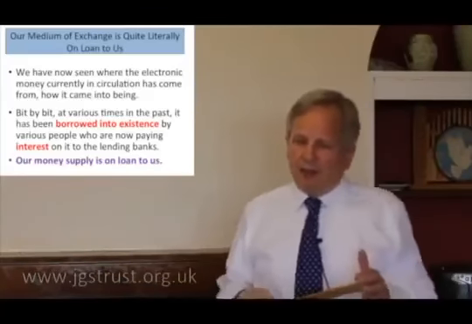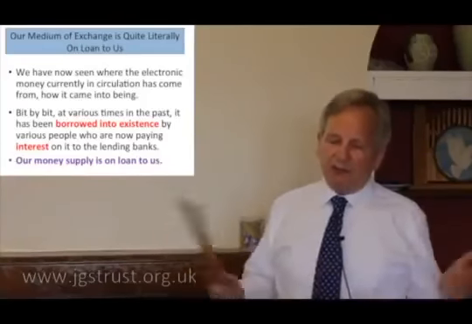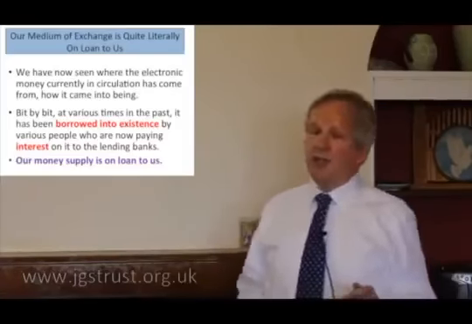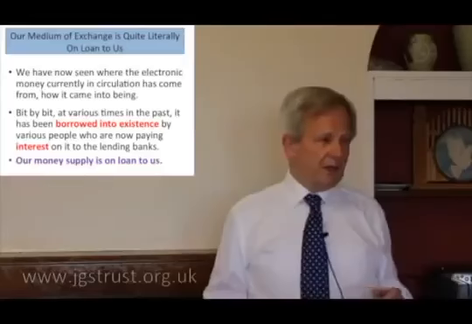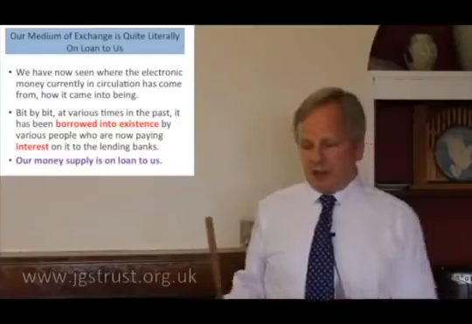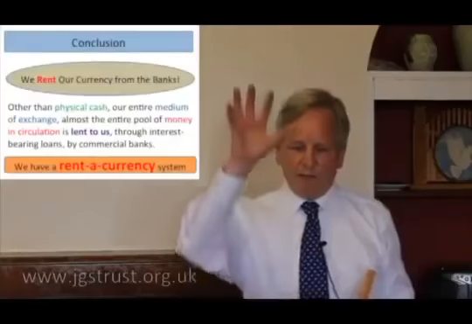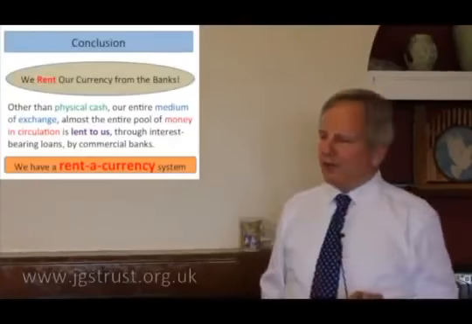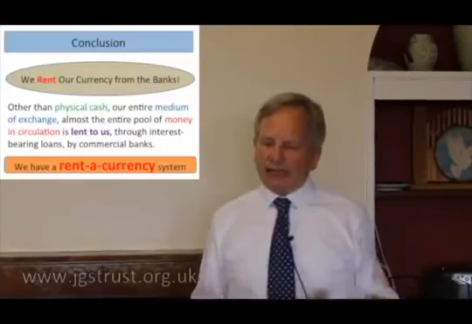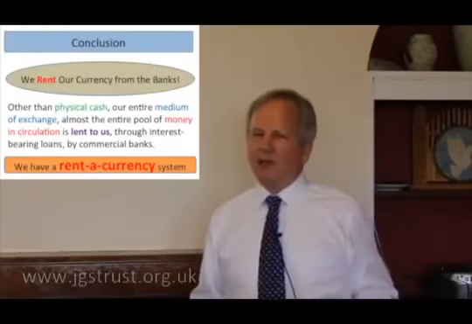So that means that if you think of the whole money supply, or the electronic bulk of it, which is more or less all of it these days, then that money supply, that medium of exchange, is actually on loan to us. It has no permanence. It doesn't go round and round within the community of money users. It's lent to them by this rather strange banking system. So the conclusion is we actually rent our currency, our medium of exchange, from the banking system, through these interest-bearing loans. And that's weird, isn't it, when you think about it?